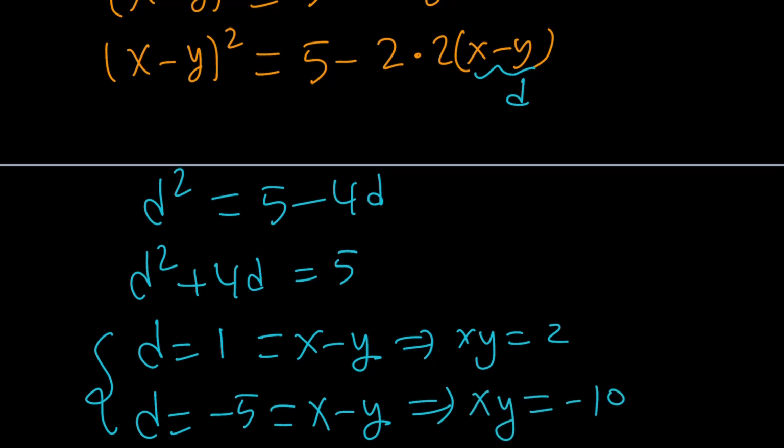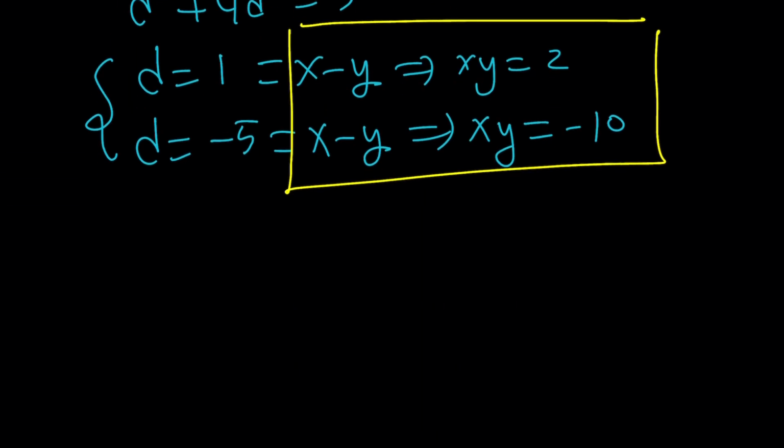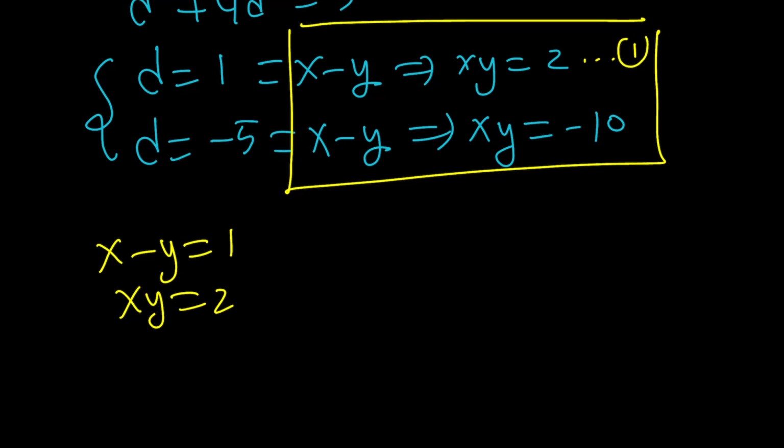And guess what? That gives us two systems, which we can easily solve, right? And then from there, we're going to find the x and y values. Let's go ahead and do it. So one of the systems is x minus y is equal to 1 and xy is equal to 2. Let's call this the first system and solve it first, and then we're going to solve the second system next.